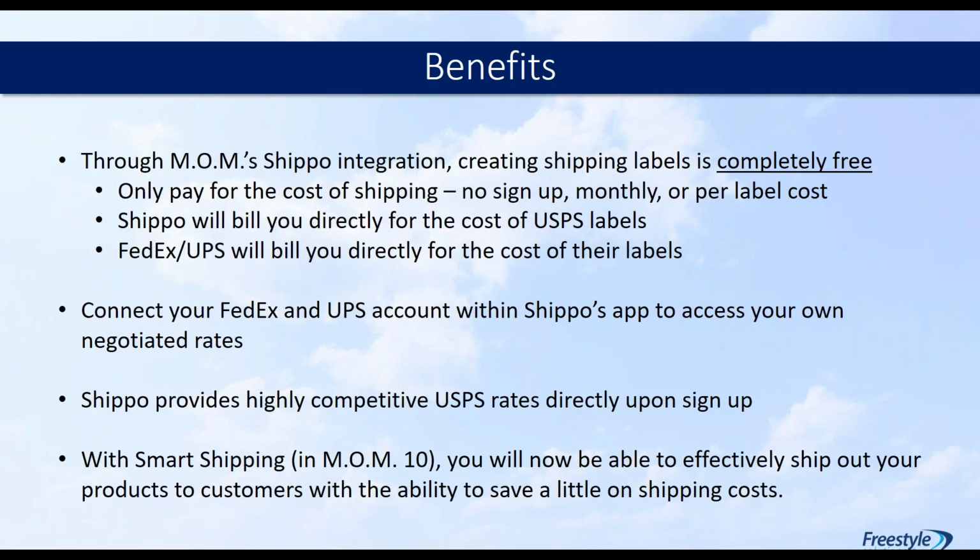One thing that was asked, and I will mention in here: Timothy asked about negotiated rates, how will they be imported or entered into M.O.M? If you're talking about negotiated rates from your FedEx and UPS accounts, when you do your initial setup for the Shippo service, you enter that account information into Shippo, and we pull that information in through the API calls that we make. So you connect that FedEx and UPS account with Shippo's app to access your own negotiated rates. And then Shippo provides highly competitive USPS rates directly upon sign up.